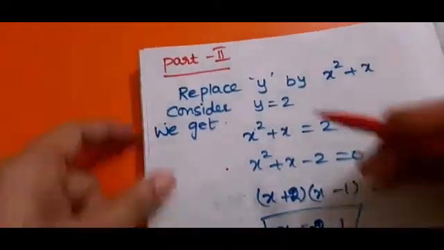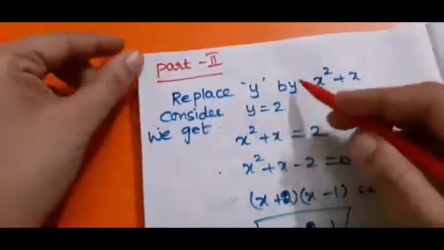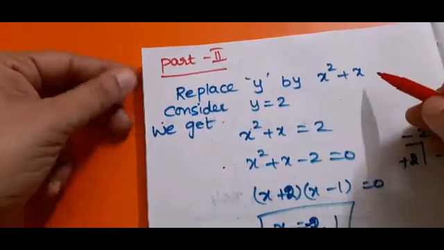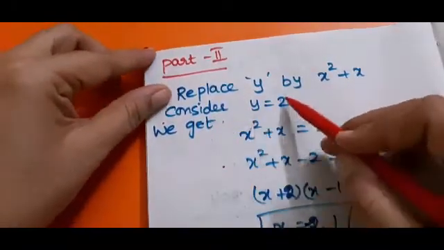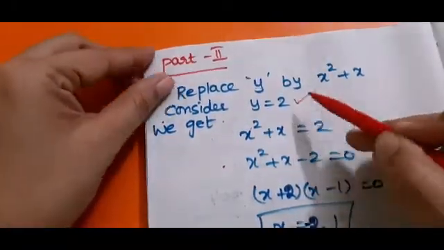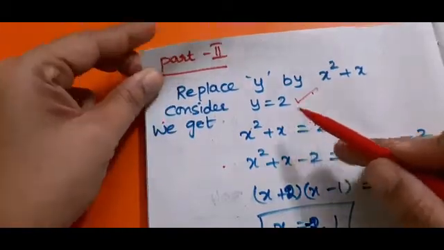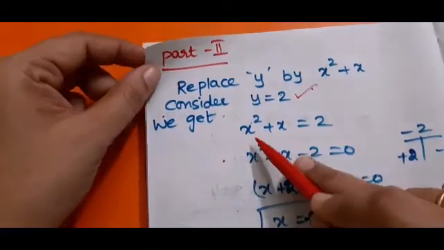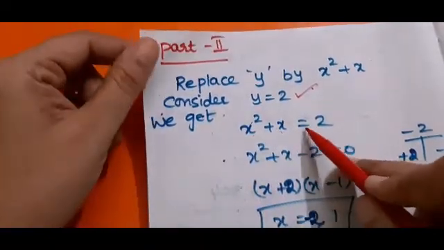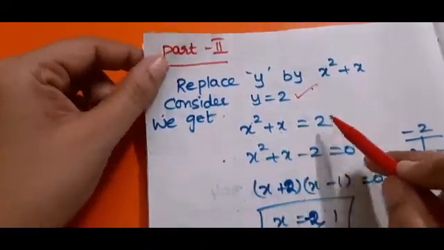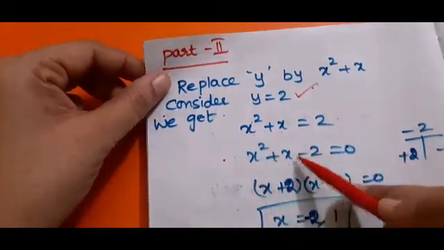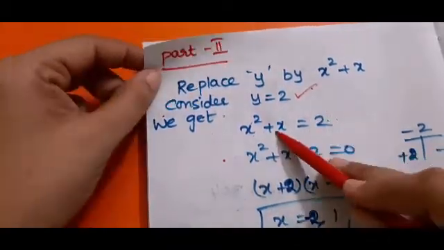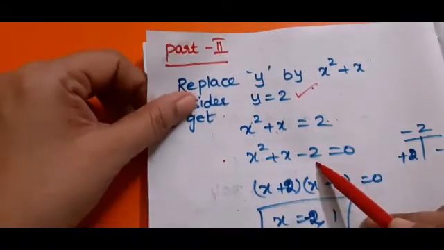Then part 2 will be replace y by x square plus x. So, consider y is equal to 2. This is the second part I had. So, y should be replaced by x square plus x, that is equal to 2. So, x square plus x, this positive 2 I am taking to this side, that will be negative 2.